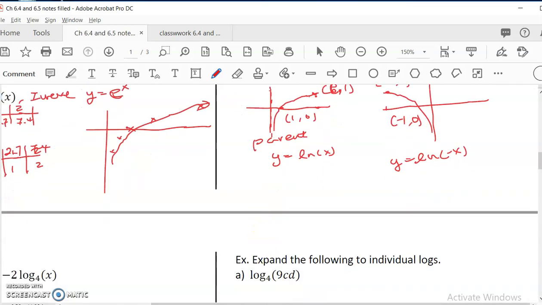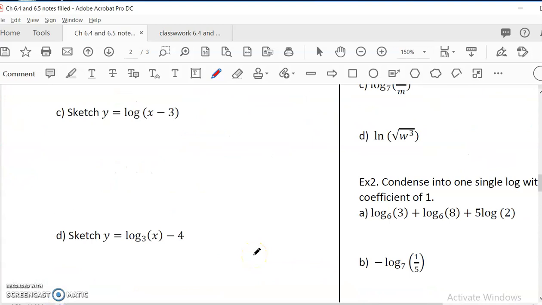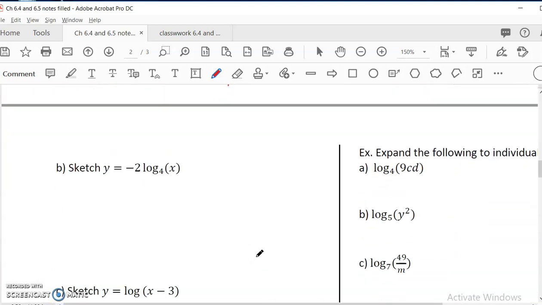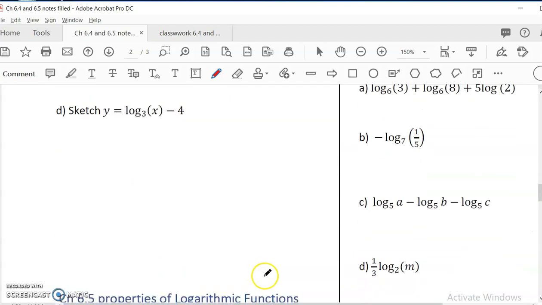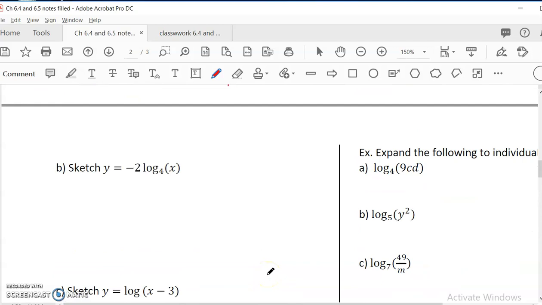Okay, so the next page is graphing more complex ones. So we have 1, 2, 3, 4. We have 3 more to go. Can I finish it in 5 minutes? Let's try.